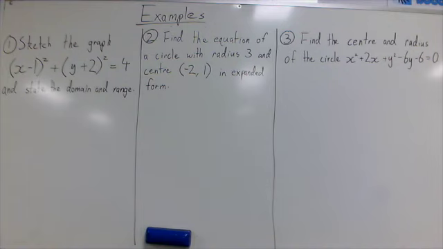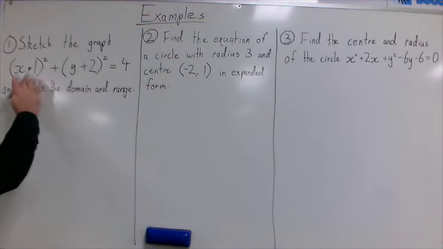Okay, so for this first example, we need to sketch the graph of the circle given by (x minus 1) all squared plus (y plus 2) all squared equals 4, and state its domain and range. Now, the first thing you would have noticed from taking down your notes is that we have the general form (x minus a) all squared plus (y minus b) all squared equals r squared. So we can easily find our center and our radius from this equation.